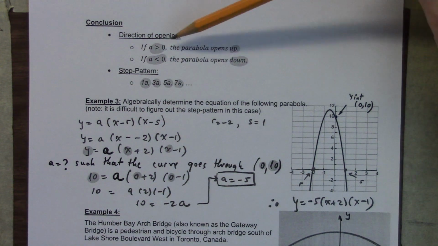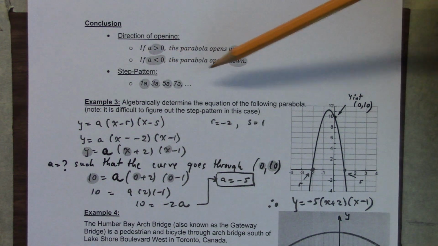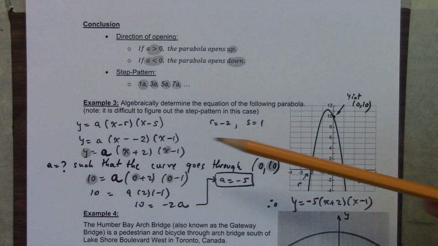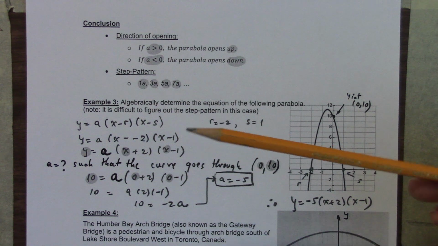Here we go. Conclusion. The direction of the opening. If A is greater than 0, it opens up. If A is less than 0, it opens down. The step pattern: 1A, 3A, 5A. That's another way to think of it. You're multiplying your 1, 3, 5 times A.